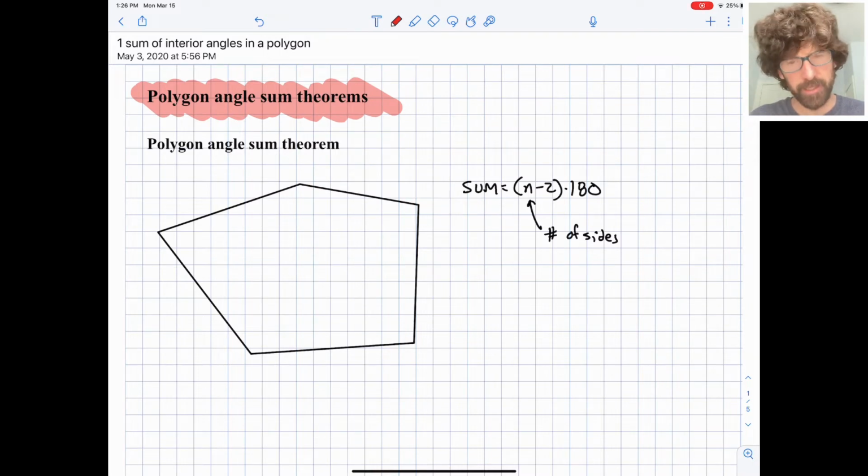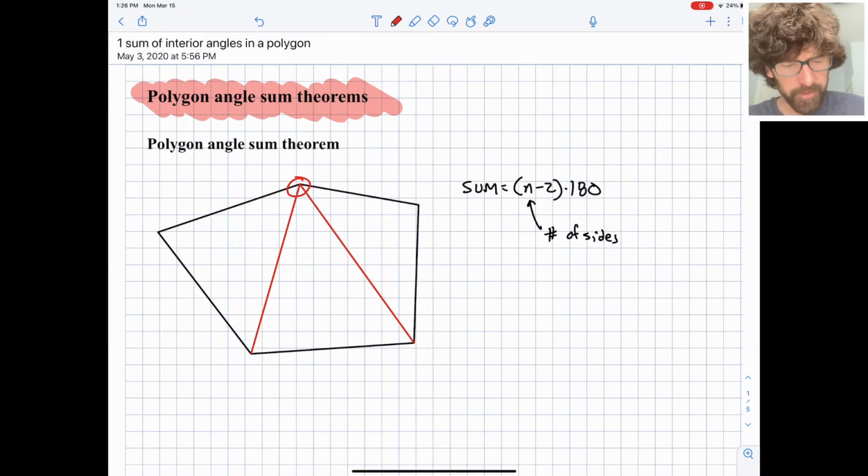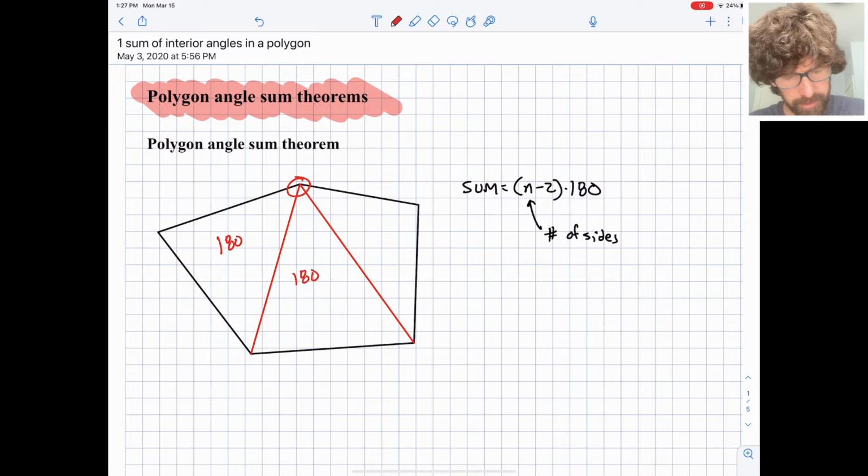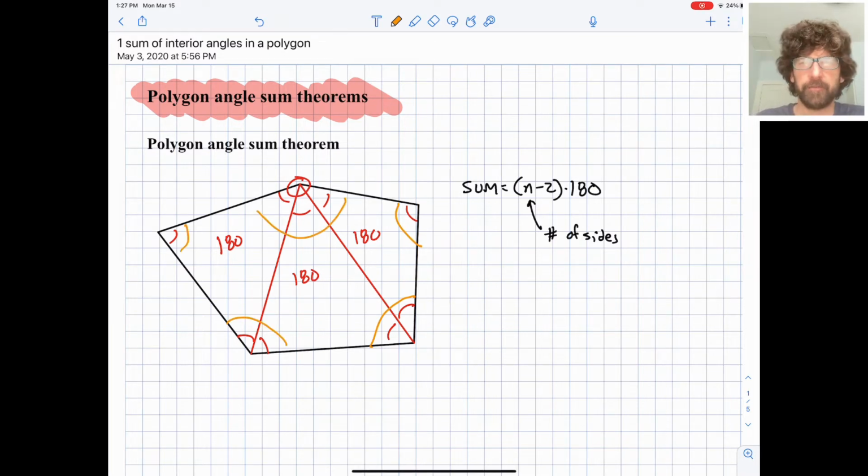I have an arbitrary pentagon here. Let's pick one particular vertex, and I'm going to draw diagonals to every other vertex in the polygon that isn't consecutive. So I'm not going to draw this diagonal over to here because that just overlays a side. So I drew 2 diagonals and I create 3 triangles. Each triangle has a sum of 180 degrees. And I think you can tell that if we think about all the angles in these 3 triangles, they add together to create the 5 angles in the actual pentagon.